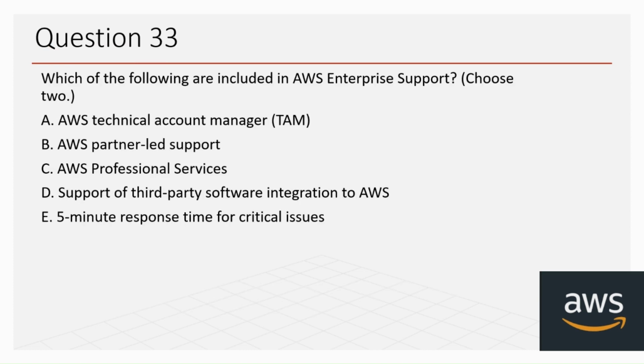Now, let's look into the next question. Question number 33. Which of the following are included in AWS Enterprise Support? There are different plans that are being provided by AWS. So, which of these are being included in AWS Enterprise Support? The options are AWS Technical Account Manager, AWS Partner Led Support, AWS Professional Services, support of third party software integration to AWS, 5-minute response time for critical issues. Let's look into the answer. The correct answer is A and D, which is in your enterprise support plan, you'll be getting TAM, a technical account manager, and you will also get support of third party software integration to AWS.